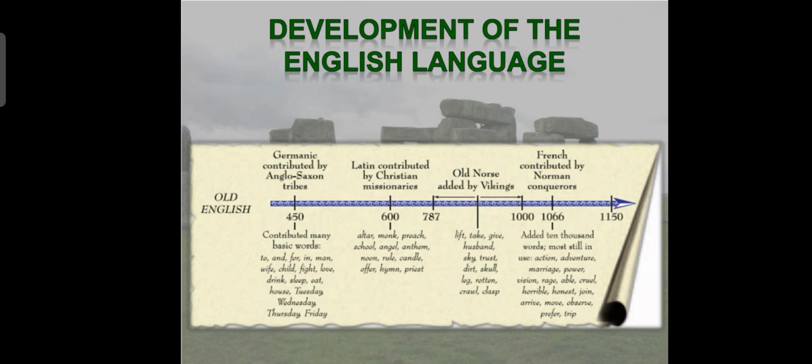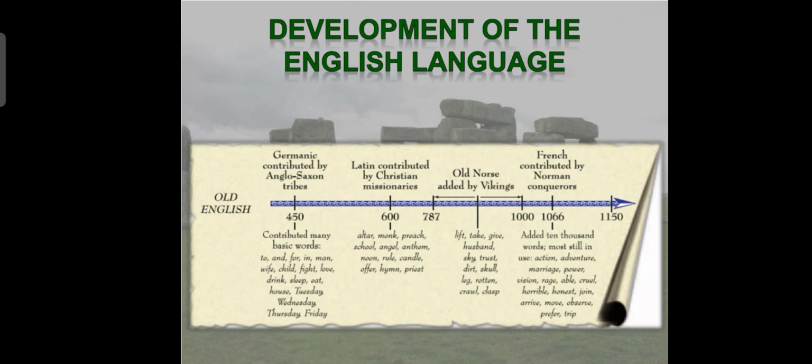Old English, Germanic, contributed by Anglo-Saxon tribes, 450. Contributed many basic words to English, such as man, wife, child, flight, love, drink, sleep, eat, house, Tuesday, Wednesday, Thursday, Friday. Latin, contributed by Christian missionaries, 600: altar, monk, school, angel, anthem, nun, rule, candle, offer, hymn, priest.